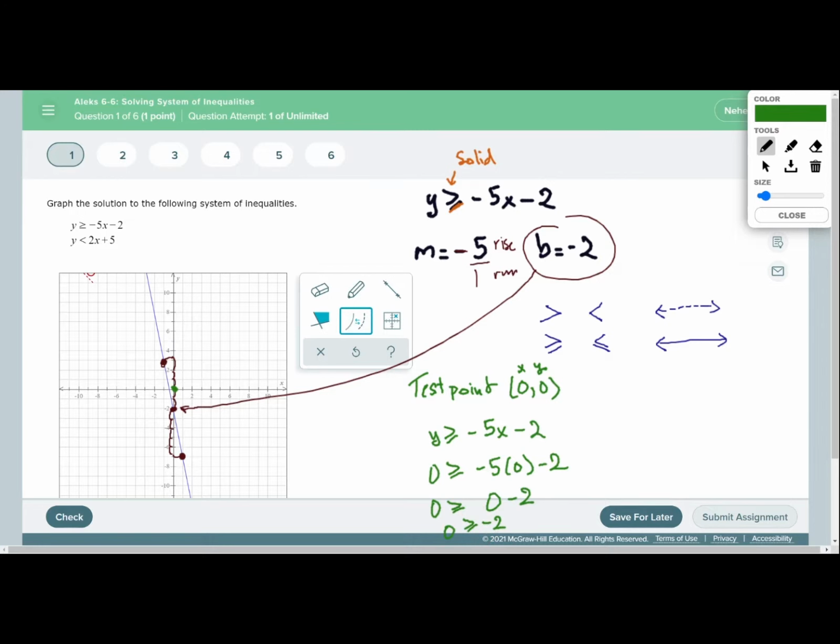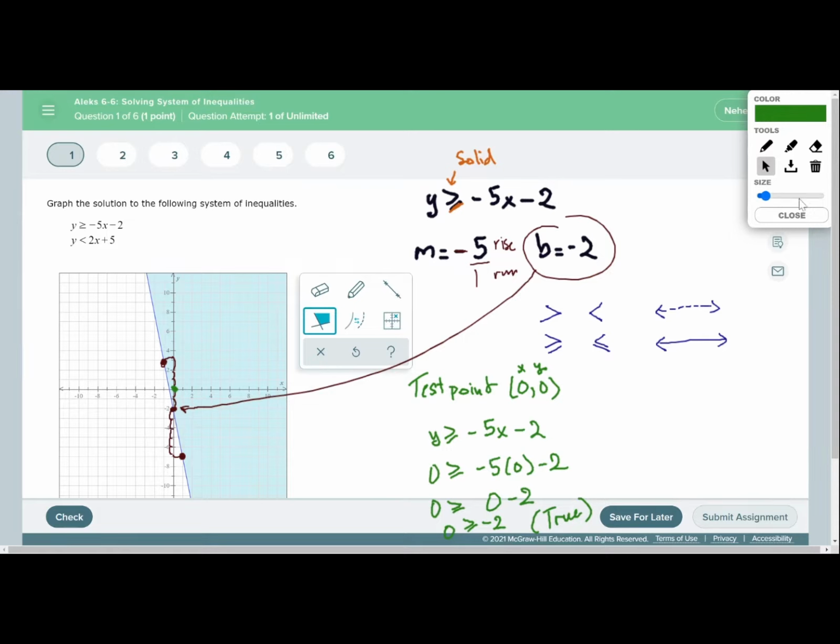So is that true? 0 greater than negative 2, yes, it's true. 0 is bigger than a negative number. Which means the side that contains 0 is your answer. 0, 0 is above this line, on the right side. So we're going to shade the whole area on the right side by clicking on it and shading it. Okay, are we good so far?